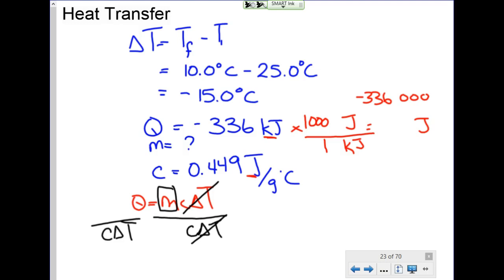Example number 3 is going to have you solve for temperature change. I'm going to erase the board and get set up for the next question. Please go through and find the important information in that question.